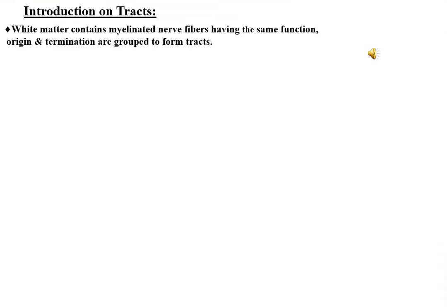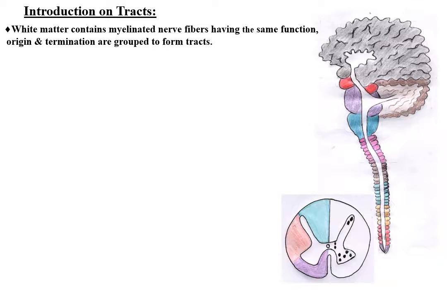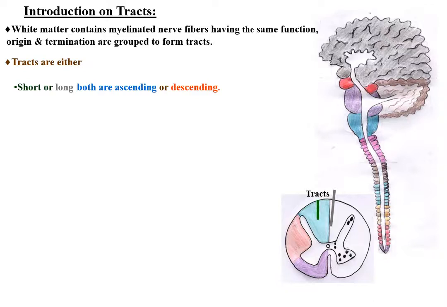White matter of the spinal cord contains myelinated nerve fibers having the same function, origin, and termination, grouped to form tracts. The tracts are either short or long. Both short and long tracts are ascending or descending. Short tracts begin and terminate in the spinal cord. Their functions are association and coordination.